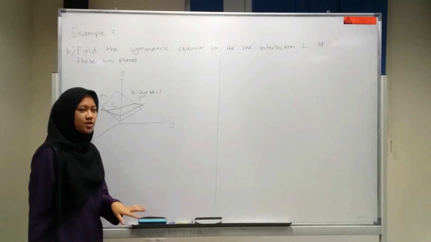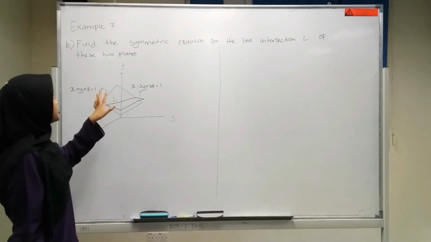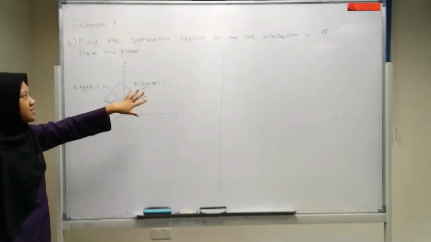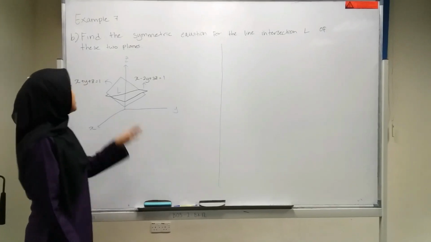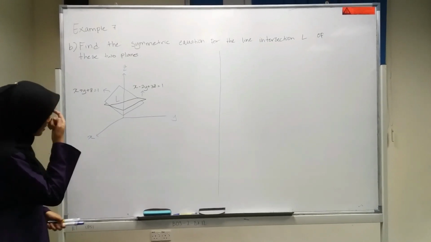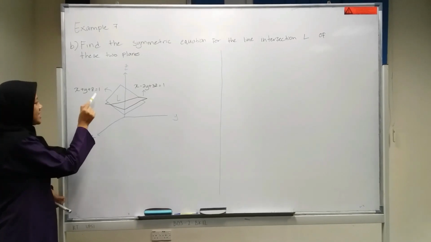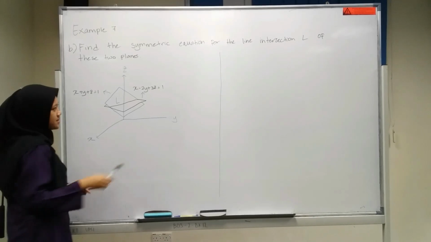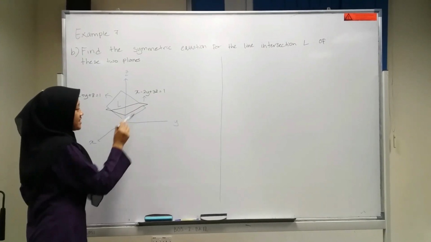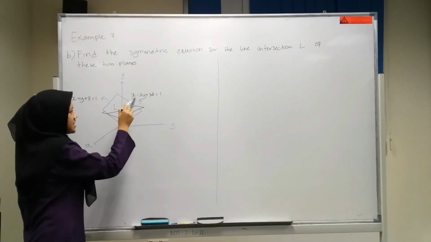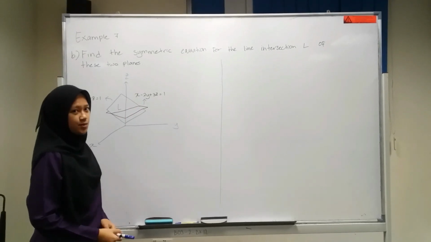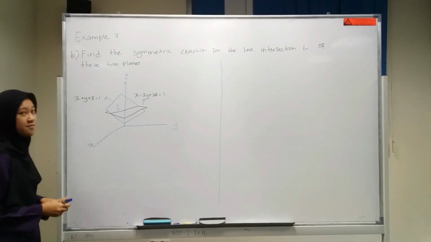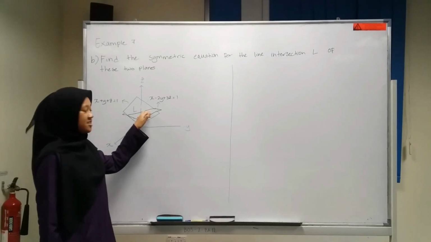Now I'm going to show you how to solve the second question for example 7. The question is: find the symmetric equation for the line of intersection L of these two planes. This is our first plane, which has the equation x plus y plus z equal to 1, and this is our second plane that has the equation x minus 2y plus 3z equal to 1. First we need to find where the line of intersection L is.